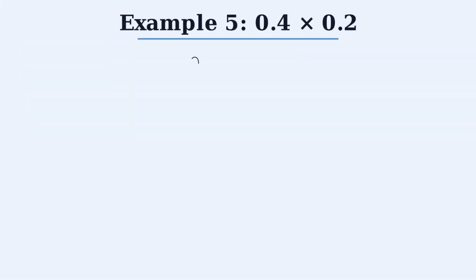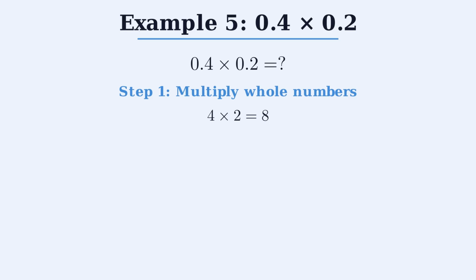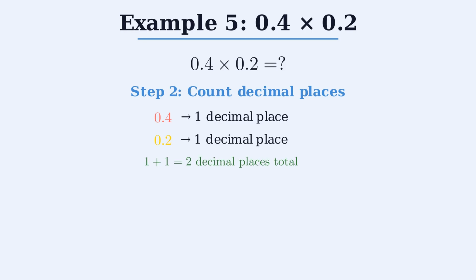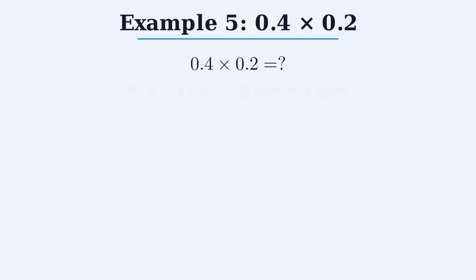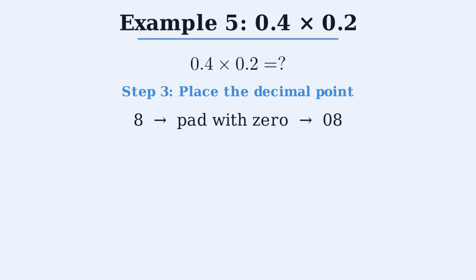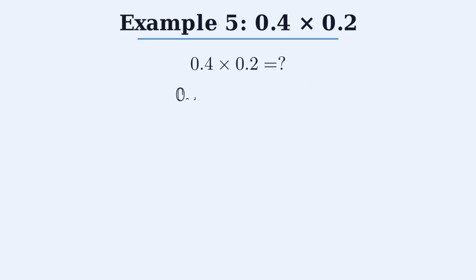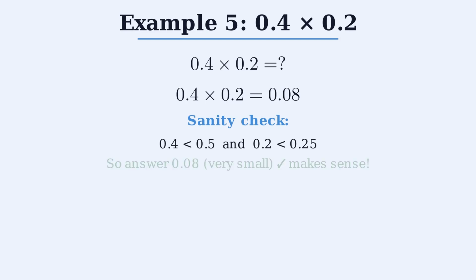Let's practice that leading zero situation with 0.4 times 0.2. Step 1. Multiply 4 times 2, which gives us 8. That's easy. Step 2. Count decimal places. The number 0.4 has 1 decimal place, and 0.2 has 1 decimal place, so 1 plus 1 equals 2 decimal places in our answer. Step 3. We need to put 2 decimal places in the number 8, but 8 is only 1 digit, so we pad it. 8 becomes 0.8. Now we place the decimal 2 spots from the right, giving us 0.08.